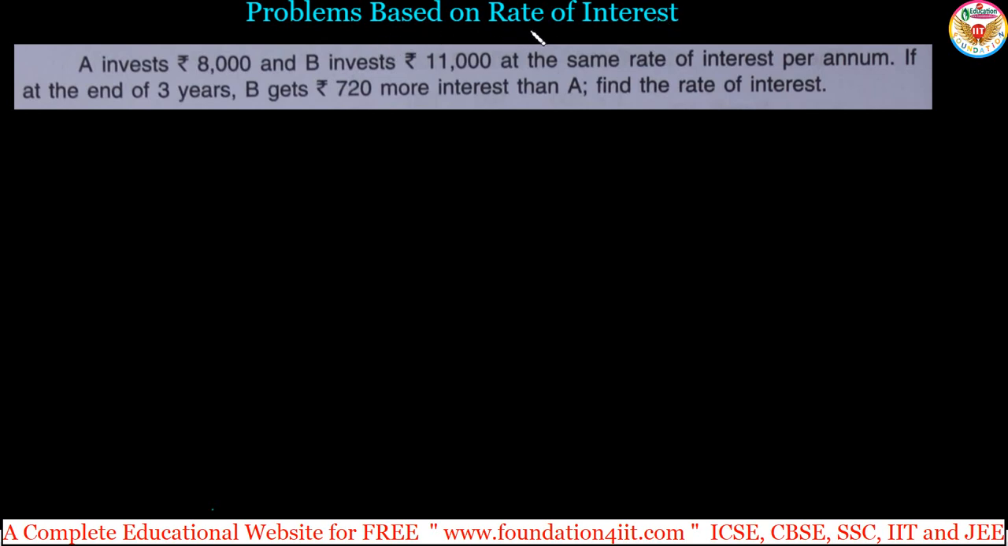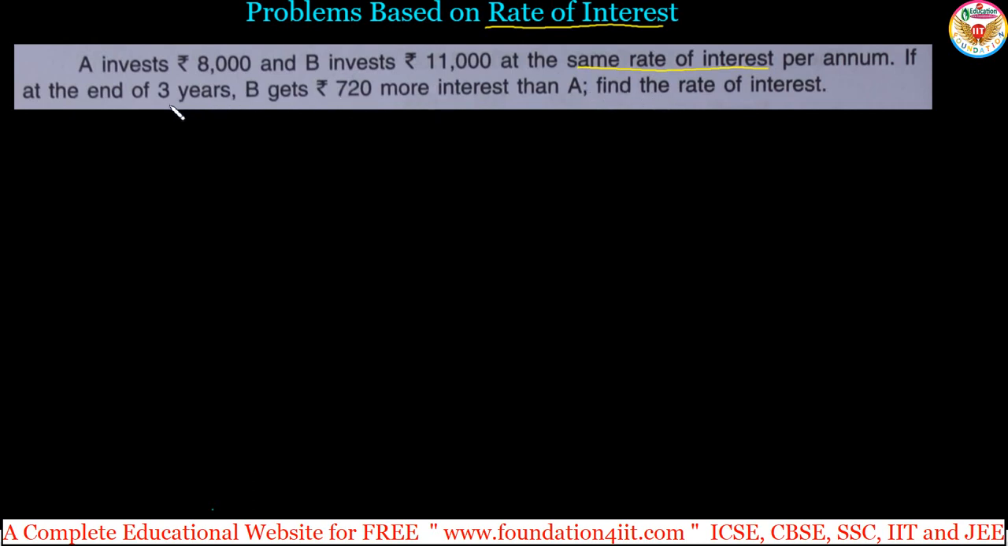Problems based on rate of interest. So let us see some questions based on the rate of interest in various types. In this problem, A invests 8,000 and B invests 11,000 at the same rate of interest per annum. If at the end of the 3 years, B gets 720 more interest than A, find the rate of interest.